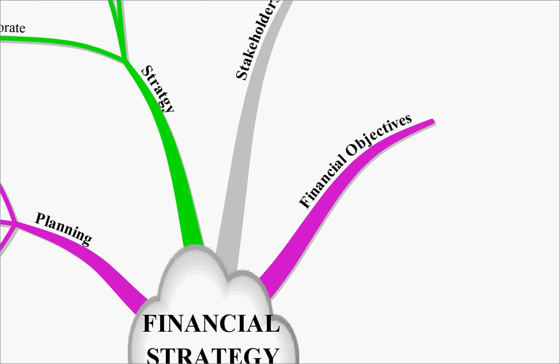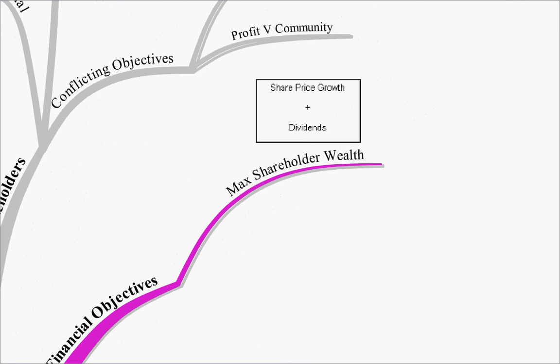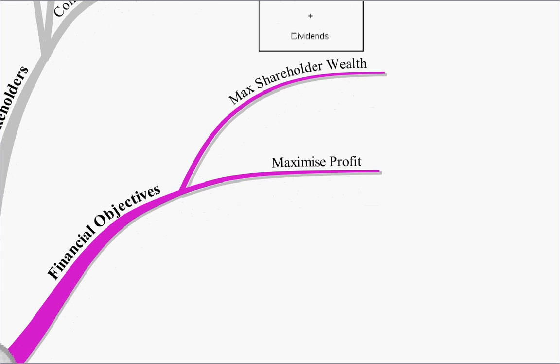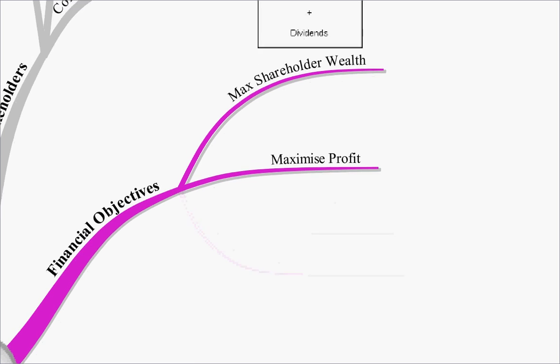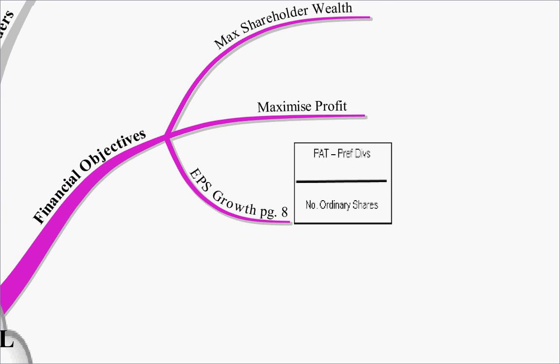Okay, we then looked at financial objectives. The first financial objective we looked at was the maximization of shareholder wealth, calculated by the share price growth plus your dividends. This is the key thing to remember as a finance manager. You want to maximize your shareholder wealth. Okay, the second thing you want to do is to maximize your profits. And you also want to maximize your earnings per share growth. Earnings per share, remember, is calculated by profit after tax less preference dividends over your number of ordinary shares. Okay, so those are your three main financial objectives: maximize shareholder wealth, maximize profit, and grow your earnings per share.